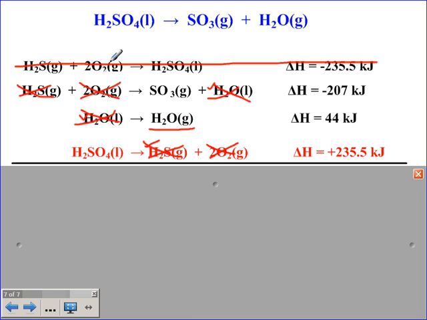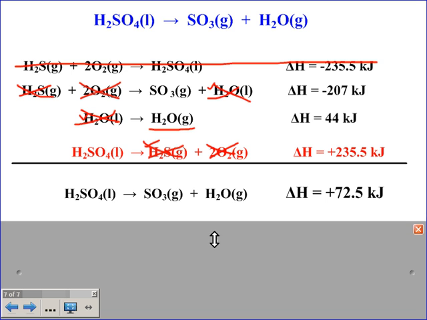So now I'm left with, on the left side of the arrow, only sulfuric acid, and on the right side of the arrow, only sulfur trioxide and H2O in the gas phase. So I can now add these together and add together their enthalpies, and I end up with my target equation. The enthalpy for my target equation is positive 72.5 kilojoules.